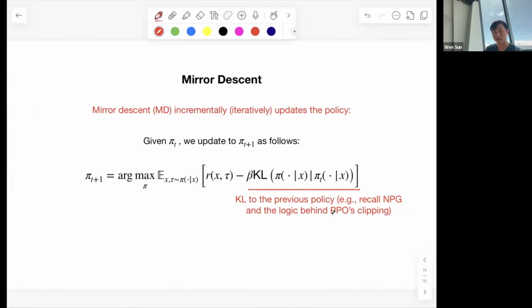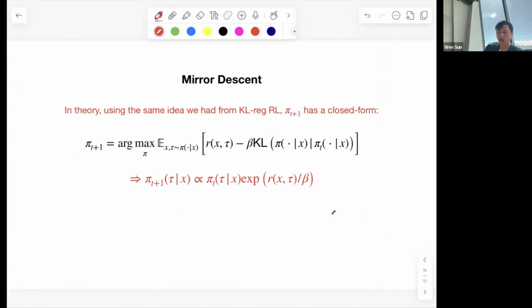And this should remind you of some of the old algorithms that you learned, right? Let's see, NPG, natural policy gradient. NPG is essentially using KL divergence, but approximating the KL divergence using its second order Taylor expansion. And this should also remind you of the logic behind PPO's clipping objective, right? PPO basically says that, okay, computing the Hessian of the KL divergence like TRPO or NPG is doing is too expensive. Let me just heuristically approximate that divergence using sort of the clipping objective. Okay, so let's move on.